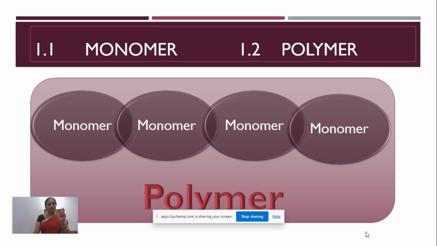So the small unit is called a monomer, and when monomers are connected with each other, they form a long chain. This long chain is called a polymer. The best example of this is polythene. Polythene is made up of a small unit, as the name itself indicates. Poly means many, thene, the smallest unit, that is ethene. So this ethene is a monomer, and when these ethene units are connected to each other, they form polythene.